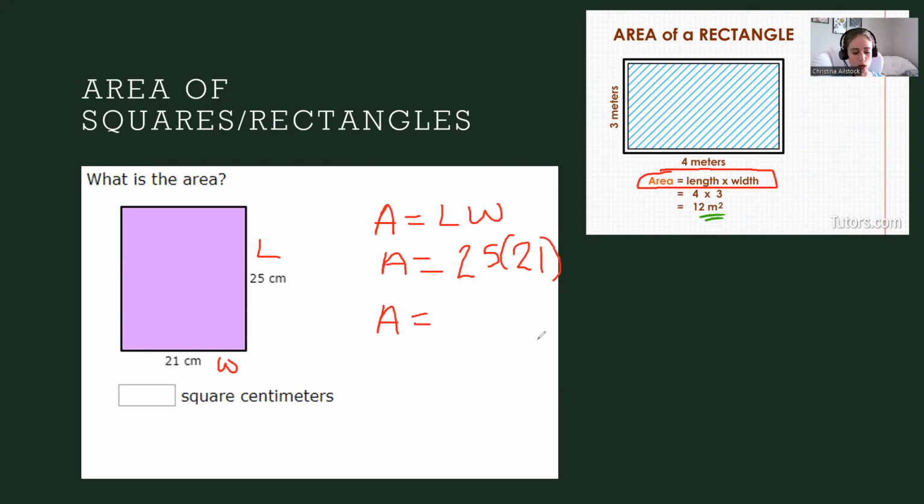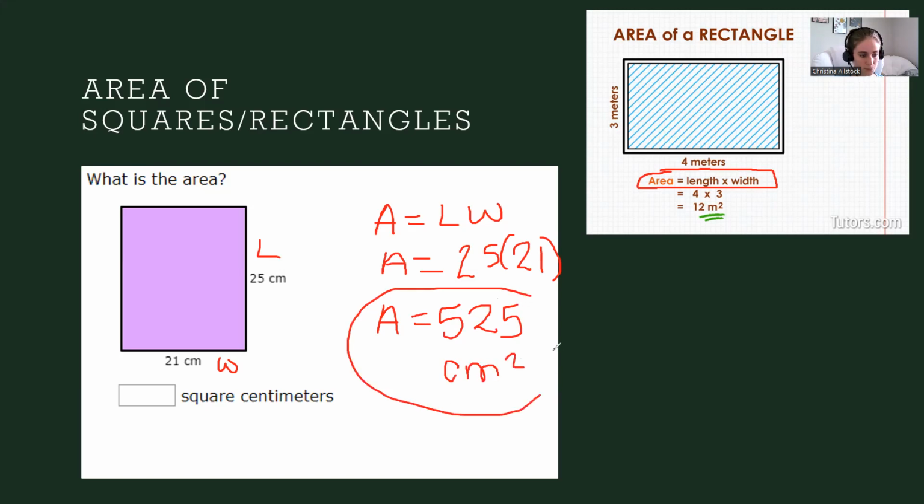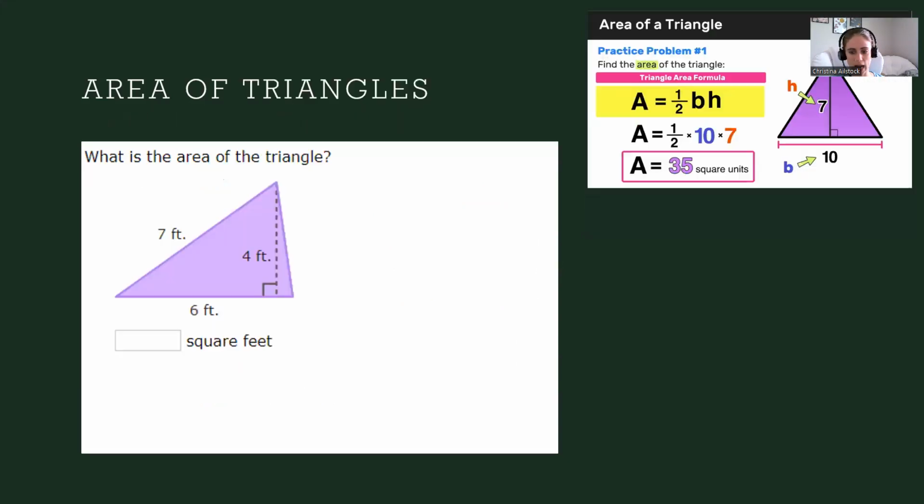Now we just need to finish this off by multiplying. So 25 times 21 gives us an area of 525 centimeters squared. So that's how you find the area of a square or a rectangle. Now let's review how to find the area of a triangle.